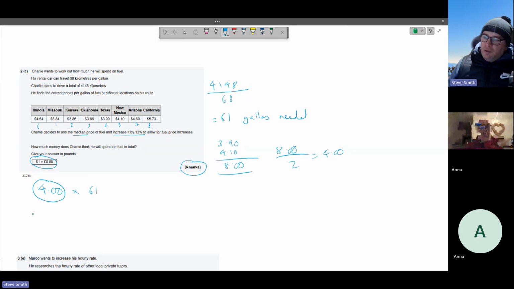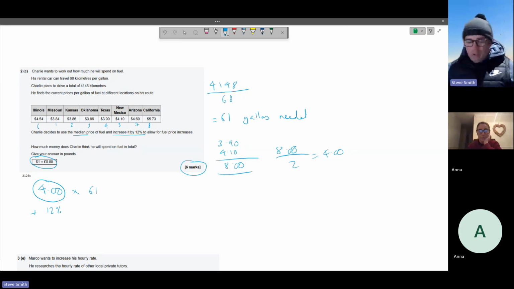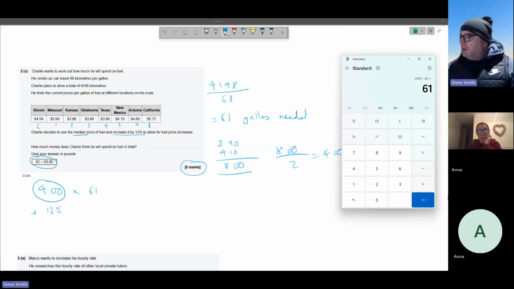So we need to add on 12% to that number. And we can do that several ways. If you've got a percentage button on your calculator, you can just put 4, add 12%, and it'll do it for you.